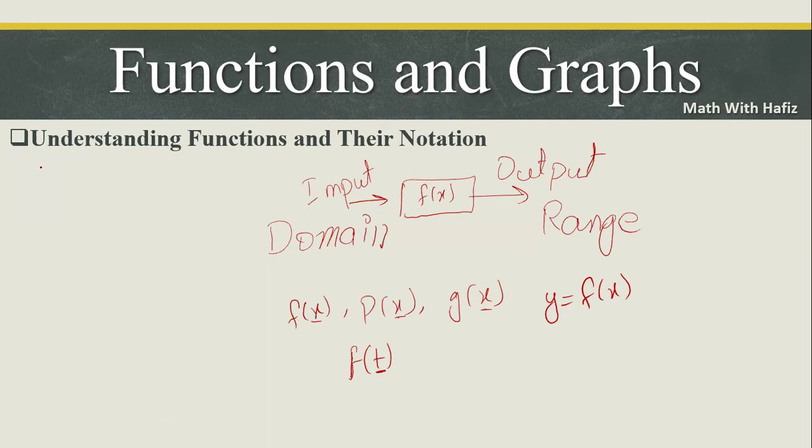Now, what is meant by independent and dependent variable? The variable on which the function is depending, meaning the input, is always independent, and the value of y, the output, is depending on the value of this independent variable, so it is called independent.